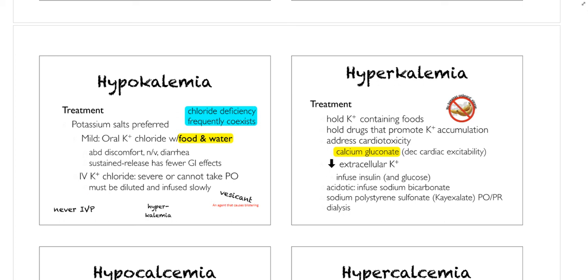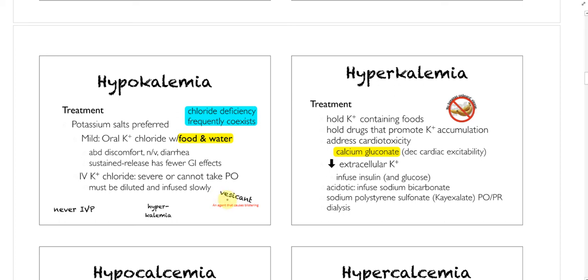We can also give them, if it's a severe form of hypokalemia, IV potassium chloride, which we need to make sure is absolutely diluted, because it can be very, very, I want to say, corrosive to the veins. And then we want to infuse it slowly, because we can develop hyperkalemia and send our patient into cardiac arrest, and that's not normally good.